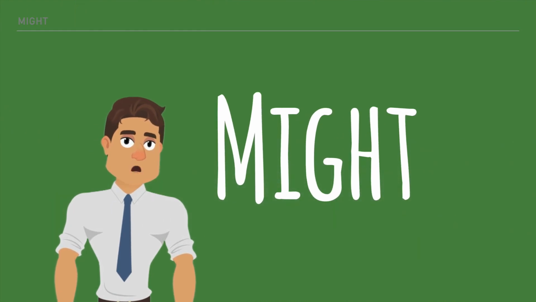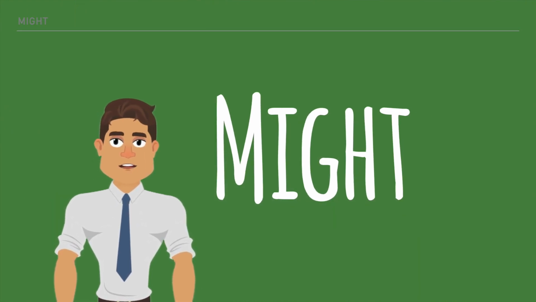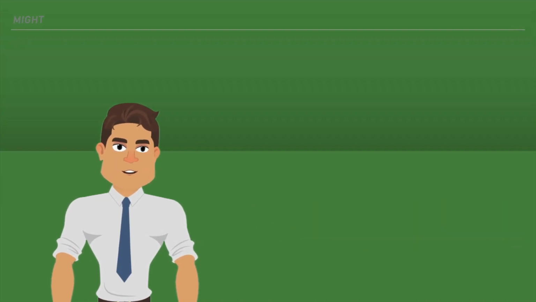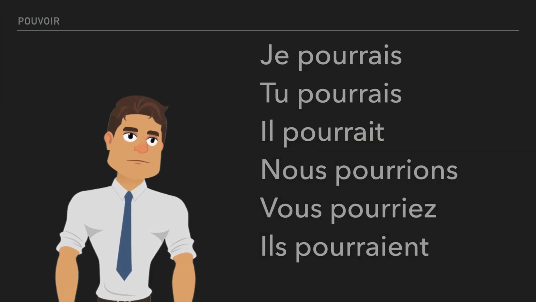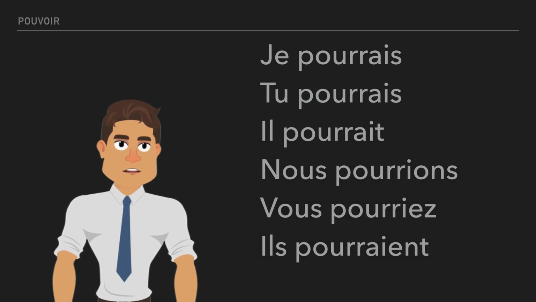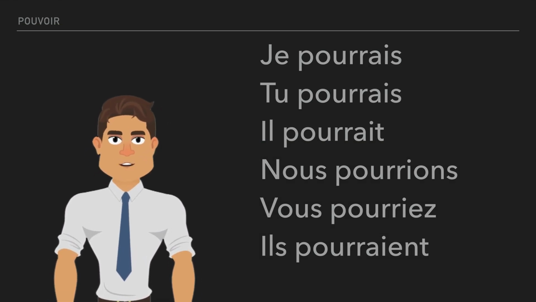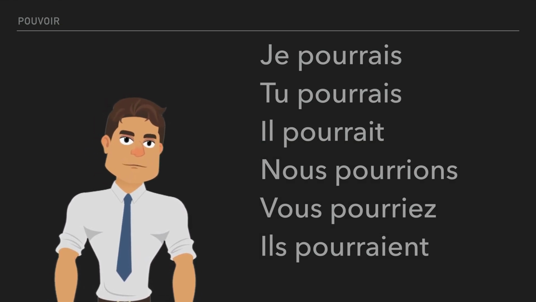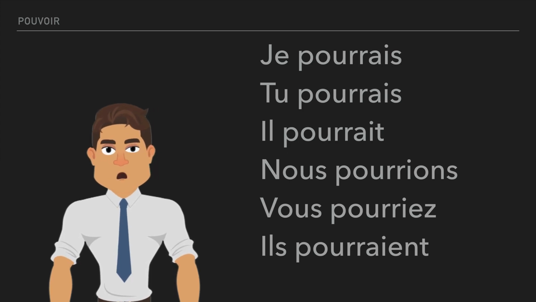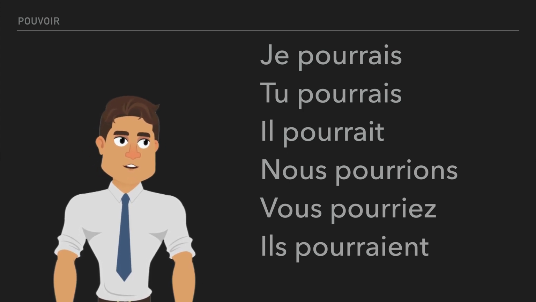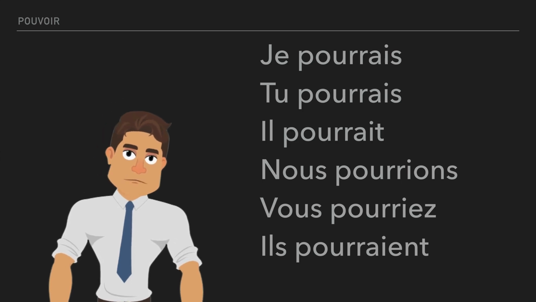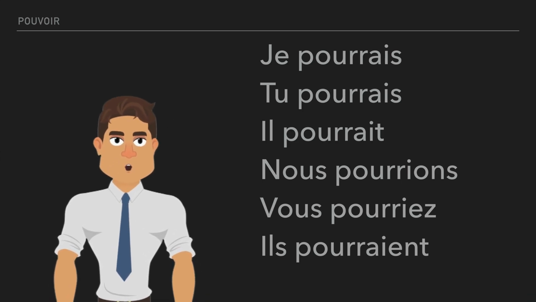Let's see now the little friends of may. It is might. How to translate that? Well, we use the verb pouvoir in French again, but this time in the conditional mood. We've got je pourrais with two R, tu pourrais, il pourrait, nous pourrions, vous pourriez, ils pourraient. That's the form we are going to use.